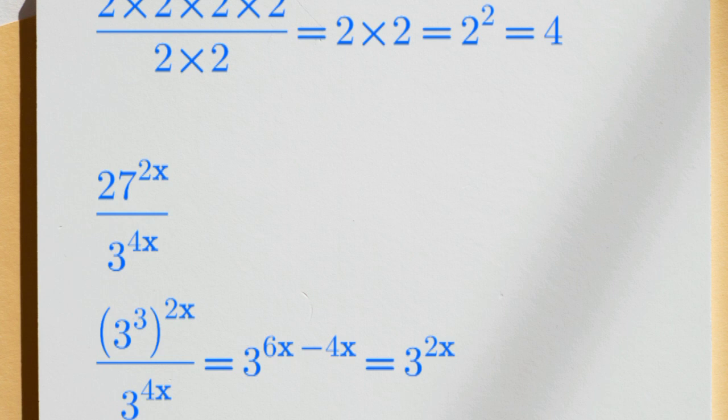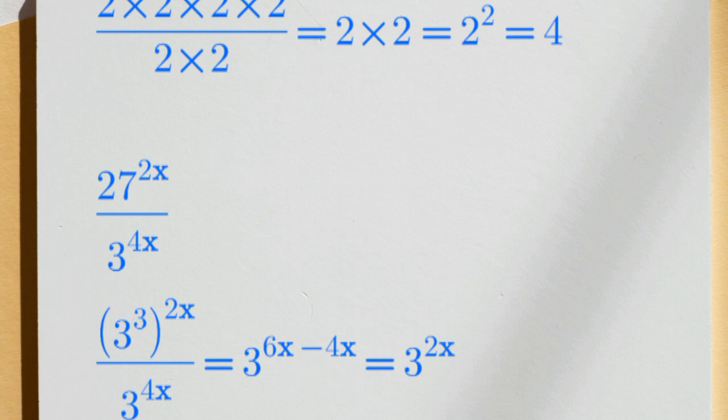Now the 3 here is going to multiply our 2x using the power to power rule. So we'll be left with 3 raised to the power of 6x all over 3 raised to the power of 4x. Now finally, applying our quotient rule, this is equals to 3 raised to the power of 6x minus 4x. So this is going to give us 3 raised to the power of 2x.